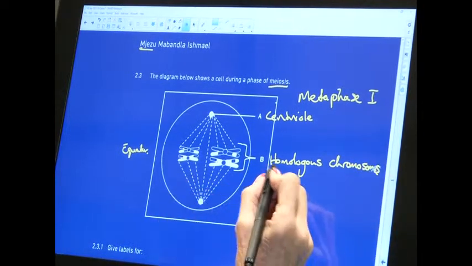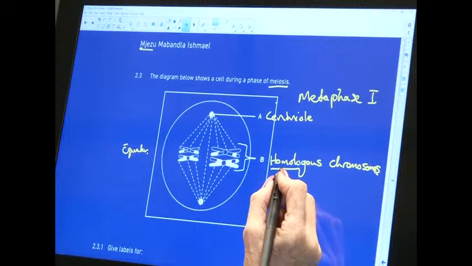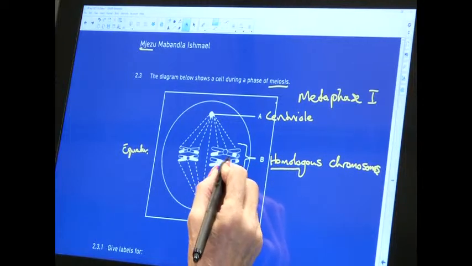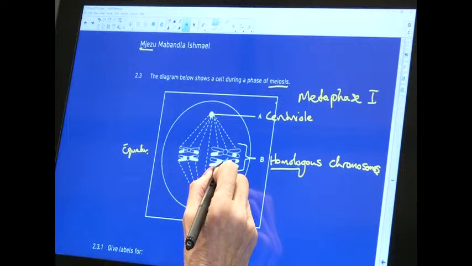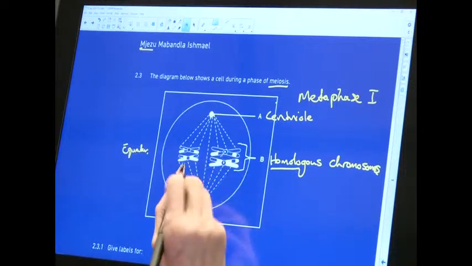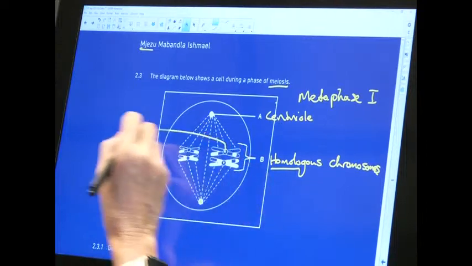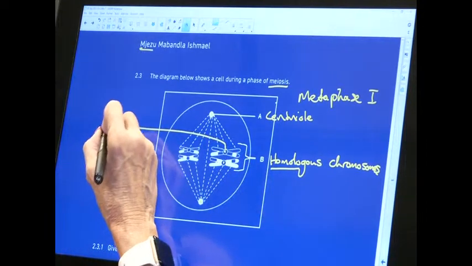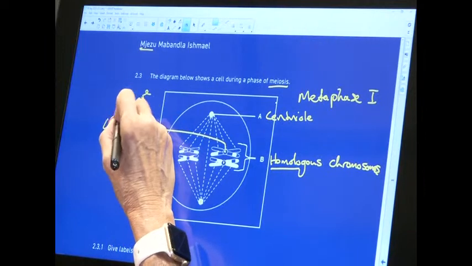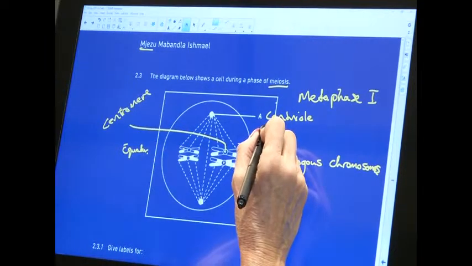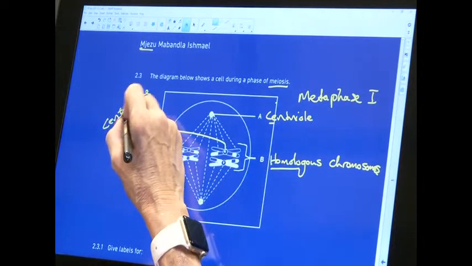Now remember, homologous chromosomes are the same length. They're the same length and size. They have a centromere, which joins the two chromosomes. So let me just put this as a label as well, because they also ask that. It's a centromere. And please don't confuse centriole and centromere.